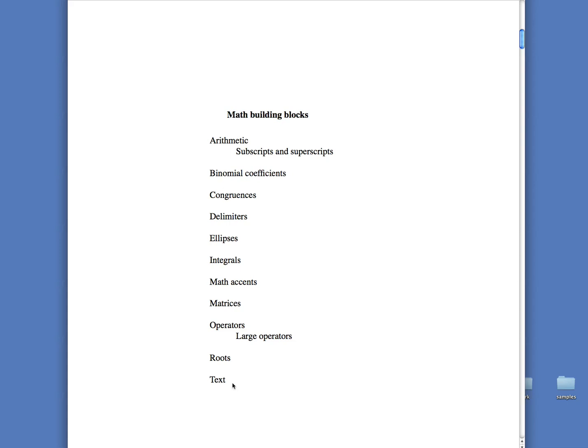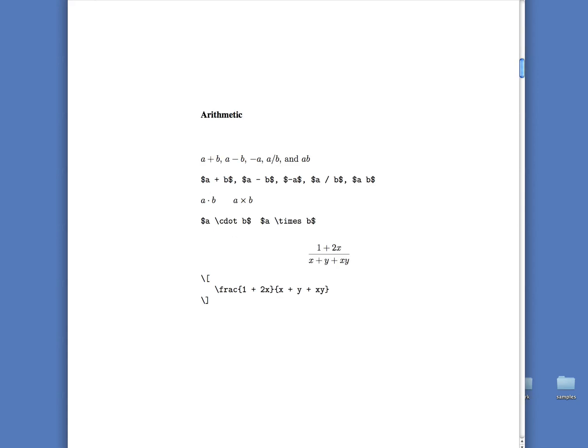Everybody knows what is a binomial coefficient. Two of these groupings are probably a little bit LaTeX-like, but you will see in a second what they mean. Maybe not in a second, maybe in a minute or two. Let's go through these groups, the building blocks.